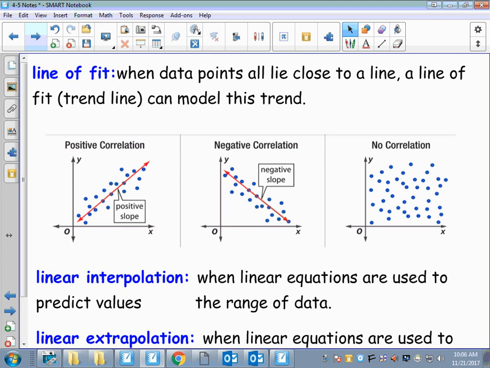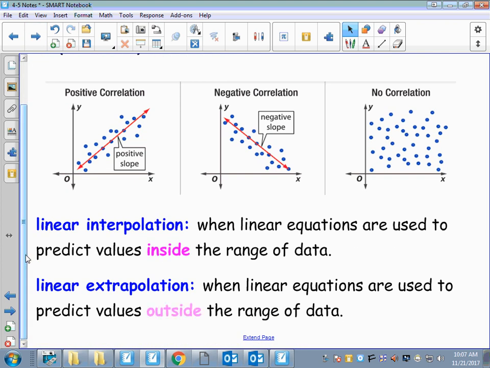When you have a correlation, though, you can look at the information further. You can go back or in the future or back in time and make predictions. So linear interpolation is when linear equations are used to predict values inside the range of data. And then linear extrapolation, that's a big word, extrapolation, is when linear equations are used to predict values outside the range of data. So in interpolation, maybe I wanted to know at this point right here what that is. And so that's within my data set. I have points before it, I have points after it. It actually shows up on the graph. That would be an example inside the data. That would be linear interpolation.